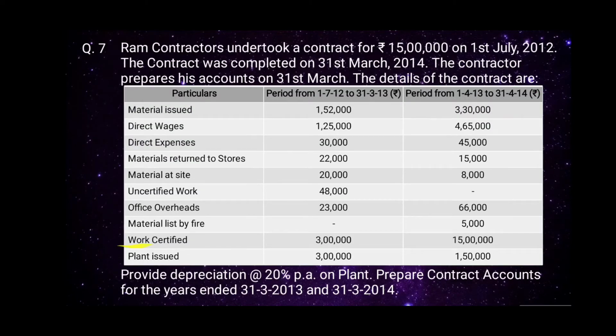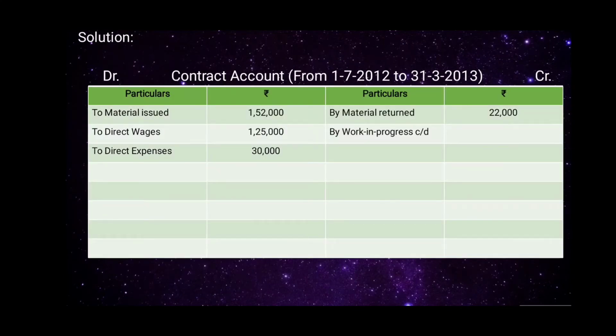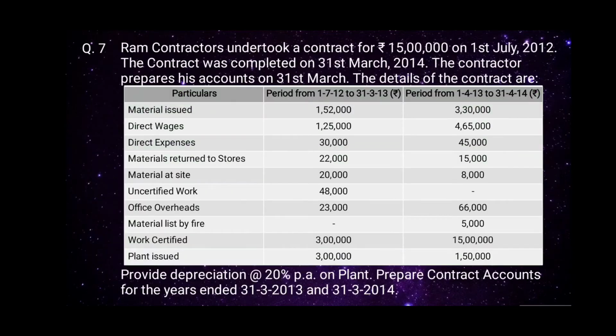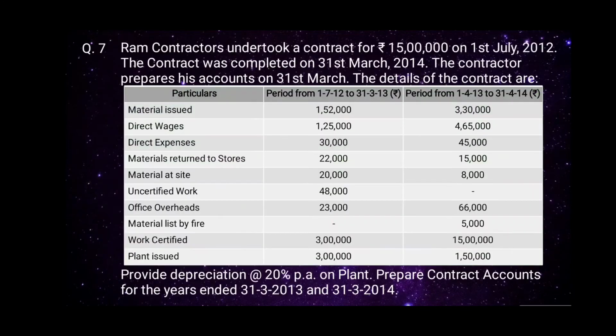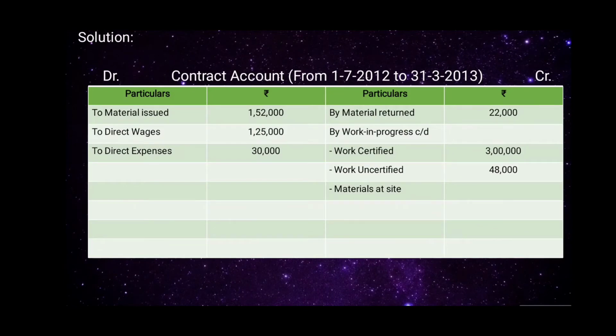Next we'll record the work certified amount, which is 3 lakhs. So we'll record it under work in progress carried down. Work certified amount is rupees 3 lakhs. Next we'll record uncertified work, amount is given as 48,000. So we'll record it on the credit side. Work uncertified amount is rupees 48,000. Next we'll record material at site, amount is given as 20,000. So materials at site amount is 20,000.